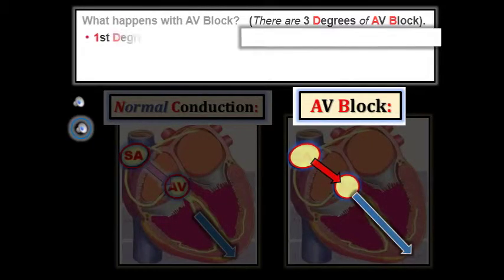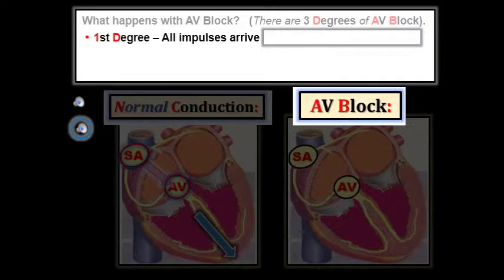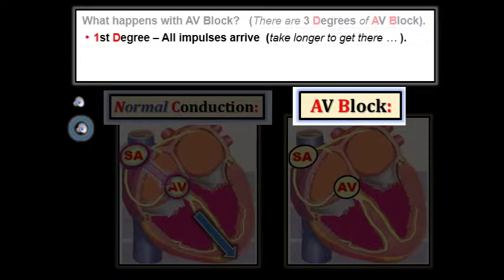With the mildest form of AV block, which is 1st degree, all atrial impulses are conducted and arrive at the ventricles. They just take longer than usual to get there. So conduction is slow through the atria and especially through the AV node, but once the impulse arrives at the AV node, it is quickly and normally conducted through the ventricles.